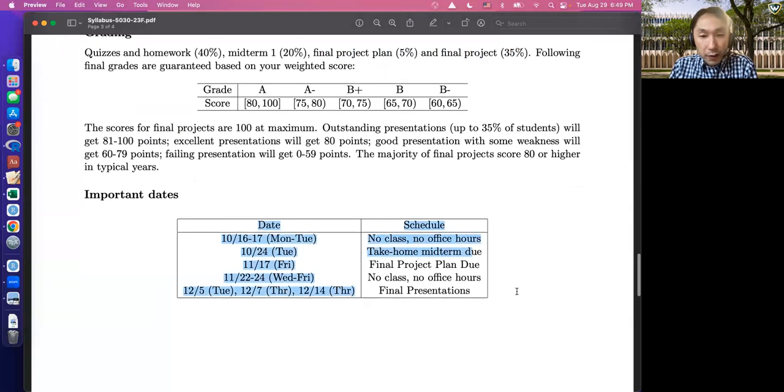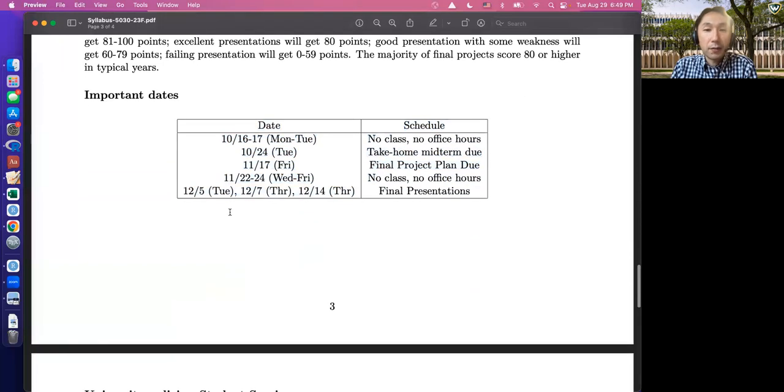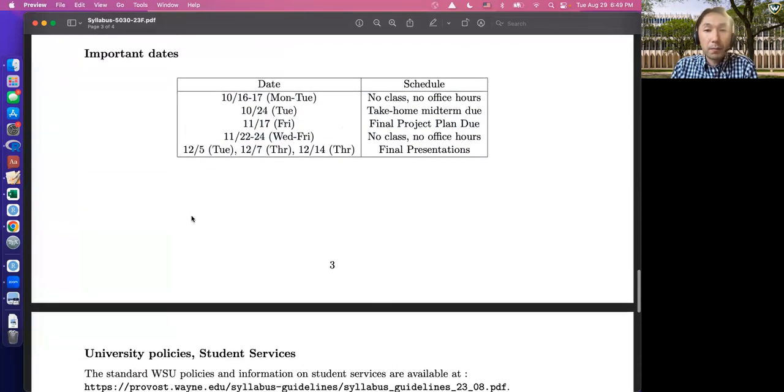Yeah, and these are important dates. The take-home exam is due October 24th, the final project plan is due November 17th, and the final presentations are December 5th, 7th, and 14th.